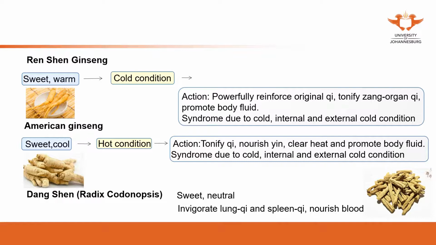These two kinds of ginsengs are quite expensive. So if the situation is not severe, we can use dangsheng. Dangsheng is another herb that can tonify the qi, but the efficacy is not as strong as American ginseng or Korean ginseng. But the cost is much more acceptable. So in our daily practice, we normally use dangsheng instead of the true ginseng.